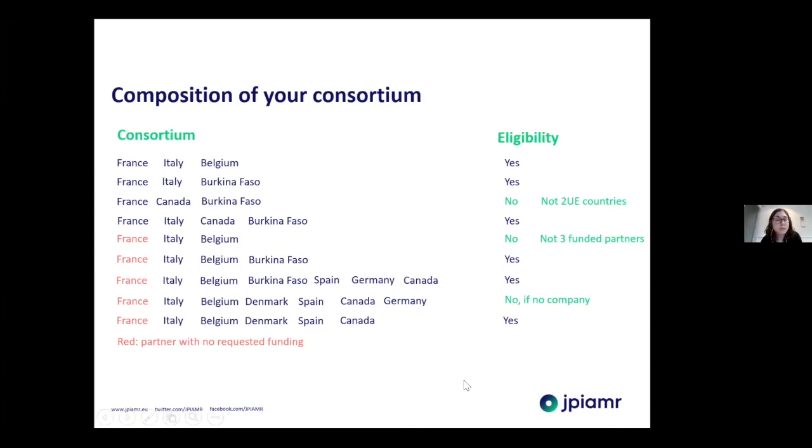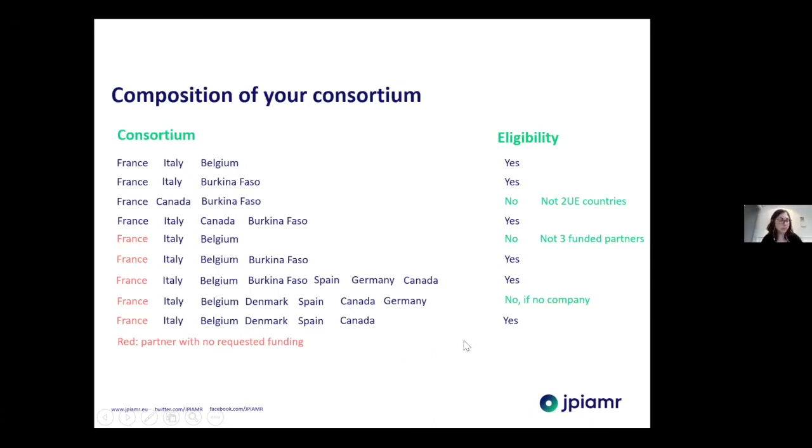But if we have 7 partners from France, Italy, Belgium, Denmark, Spain, Canada, and Germany, here we have 7 partners. There is no partner coming from an underrepresented country. And if there is no company in this consortium, the consortium is ineligible. And if we remove 1 country in this consortium, for example, Germany, then we have 6 partners and this consortium is eligible.